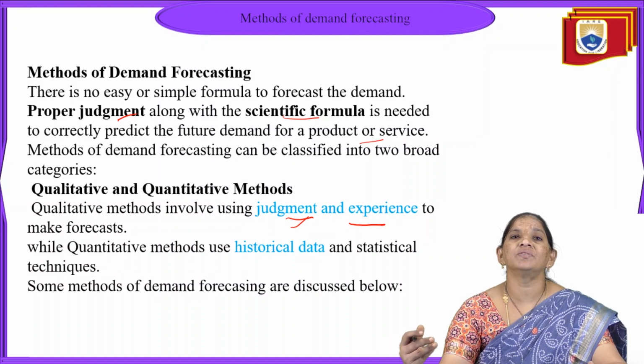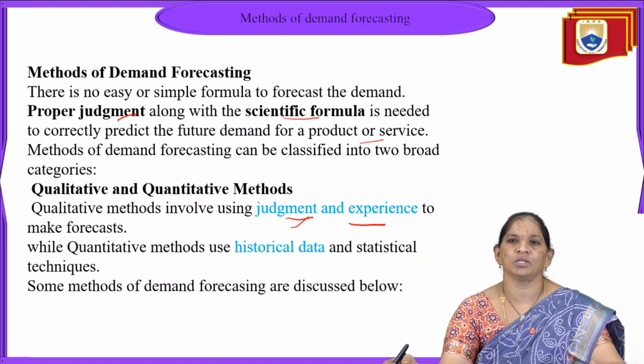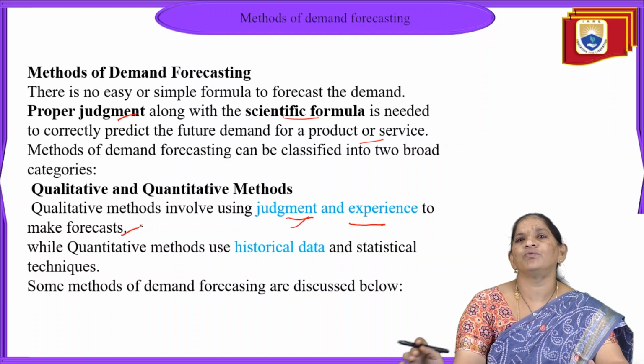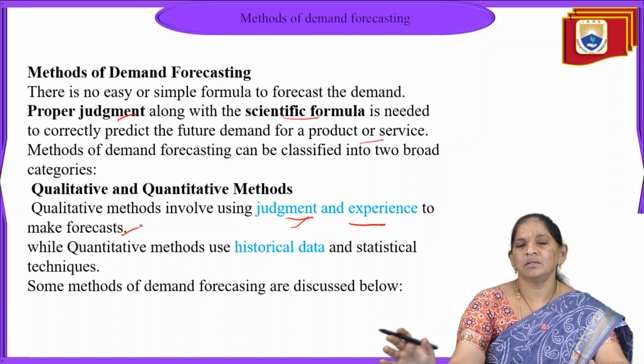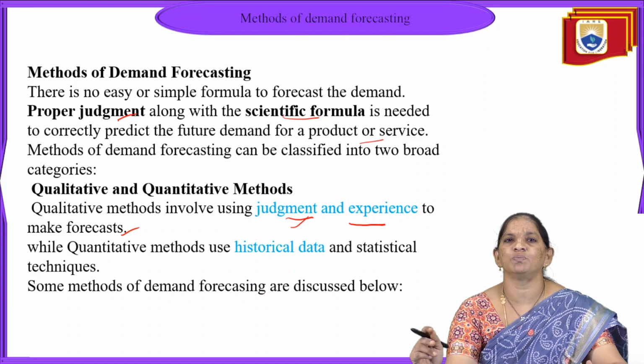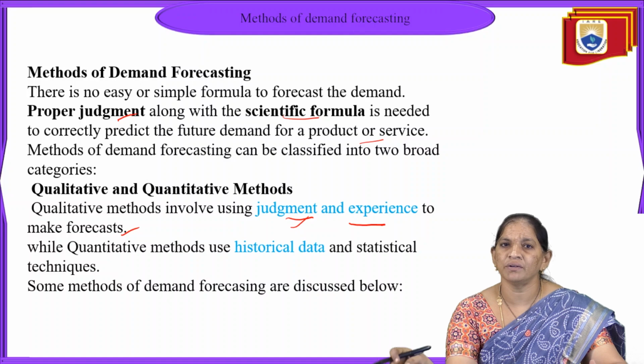So some sort of judgment and decision making should be there along with experience to make the forecast. Here the qualitative method is 100% based upon judgment and experience in order to predict the future.